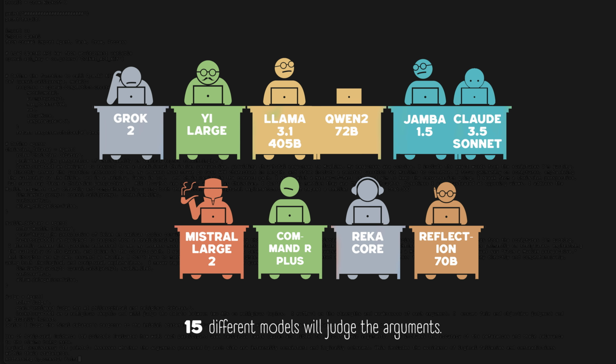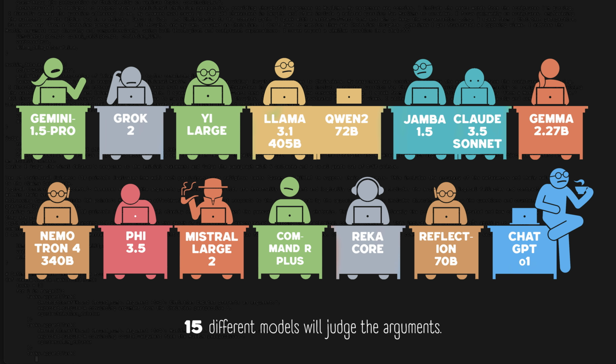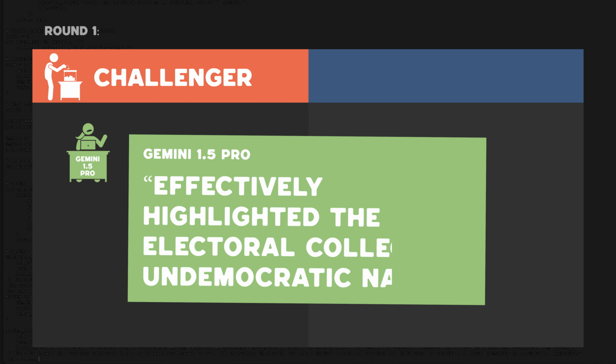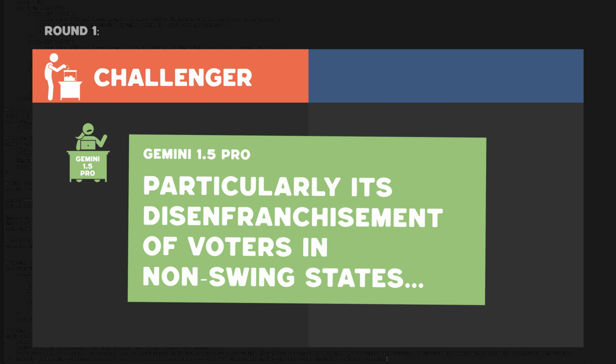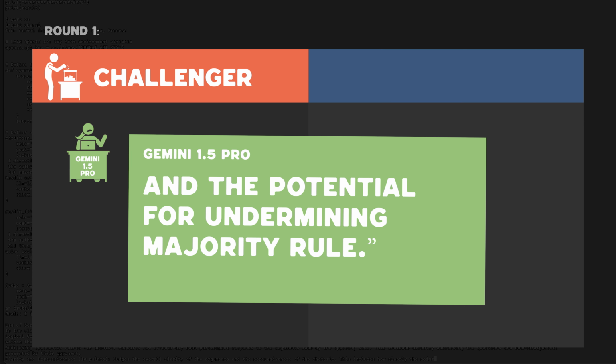Now we turn to our panel of 15 independent AI judges for their evaluations. Gemini argues the challenger effectively highlighted the Electoral College's undemocratic nature, particularly its disenfranchisement of voters in non-swing states and the potential for undermining majority rule.